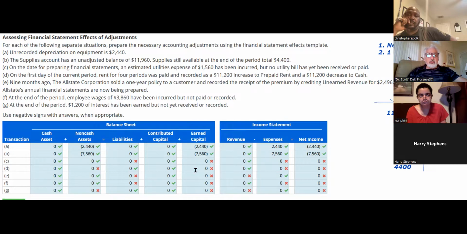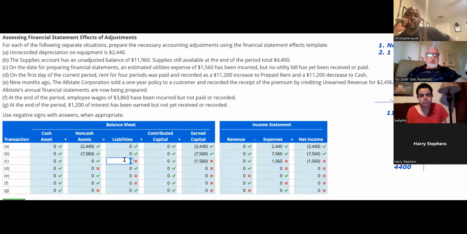Where do we put the 1,560? Well, there's some obvious here. I have to put 1,560 in expenses. The negative or positive expense? Positive 1,560. And I have a negative 1,560 in earned capital, you know that. All that from one little number.